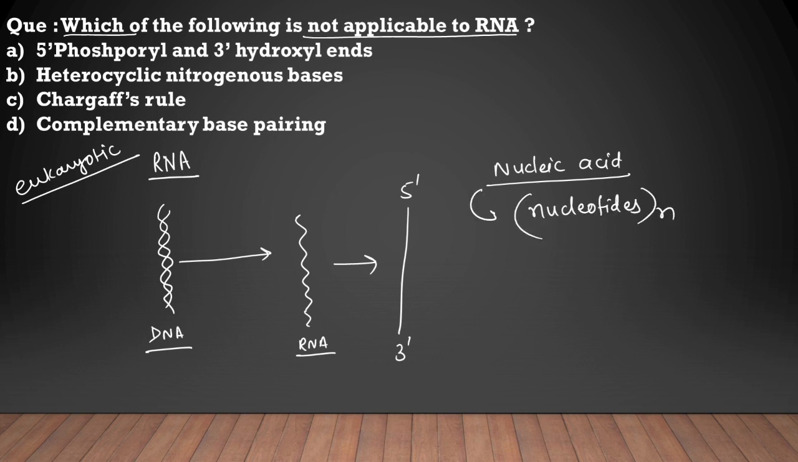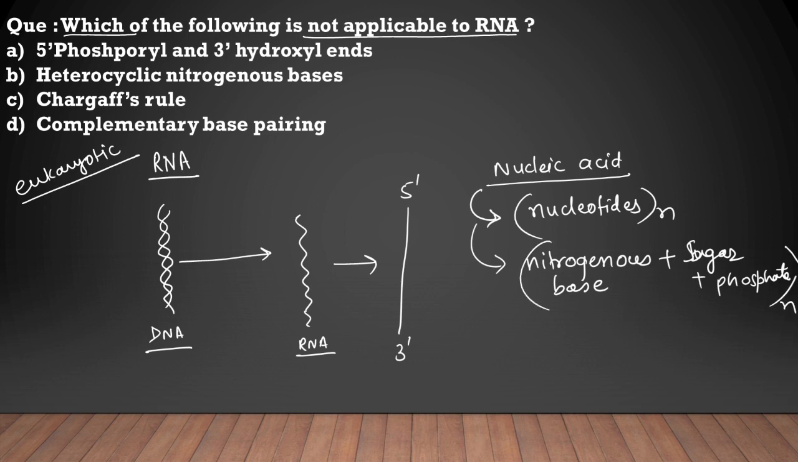Nucleic acid is nothing but a polymer of nucleotides, and a nucleotide is made up of a nitrogenous base, sugar and phosphate. The nitrogenous base can be of two types: either a heterocyclic two-ring structure or a heterocyclic one-ring structure. If the two-ring structure is present, it is called purine, and if the one-ring structure is present, it is called pyrimidine.